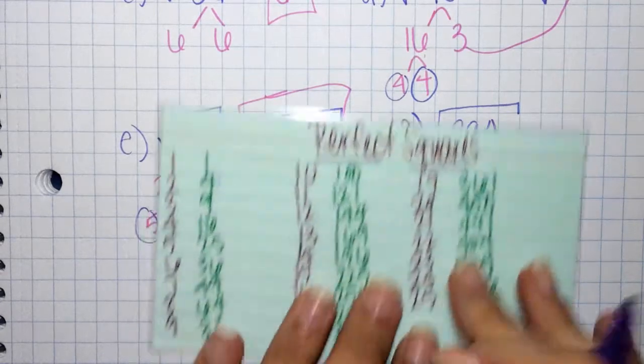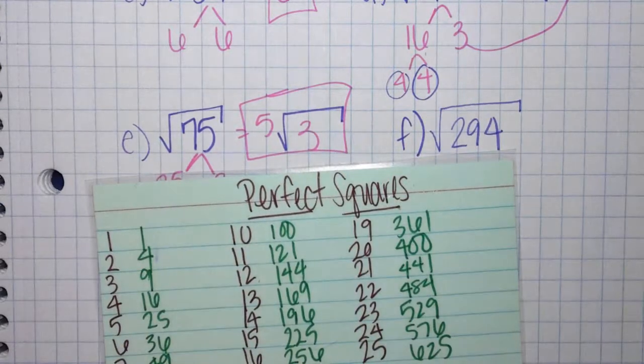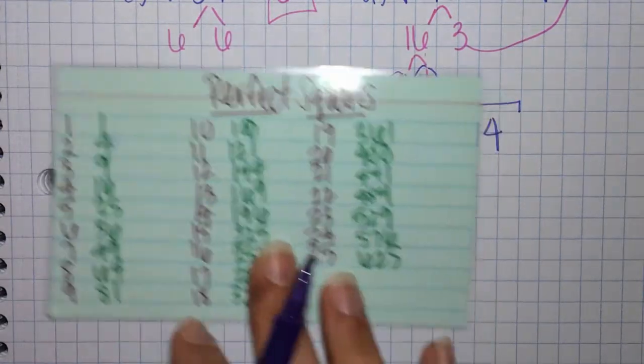294. So remember what you do. Find a perfect square that you think goes into 294 and divide it. If it doesn't work, keep working your way backwards. Good luck. May the force be with you.